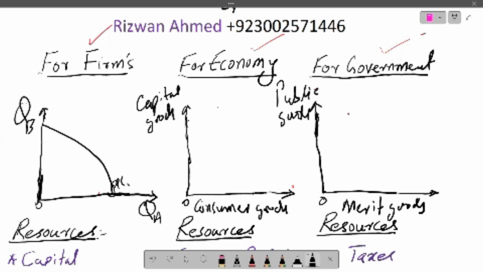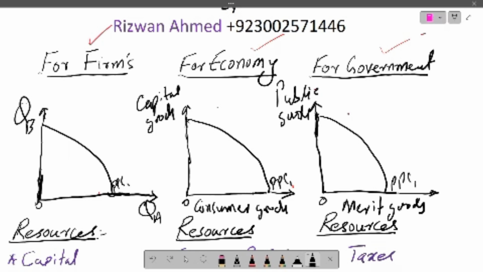So this will be PPC 1. Now regarding the economy, it can produce two goods, capital goods and consumer goods. You can put either capital goods or consumer goods on either axis, but the shape of the PPC will be concave to the origin. Now, the last one, with respect to the government: the government produces two goods, public goods and merit goods. You can put either on either axis, but the shape of the PPC will again be concave to the origin.